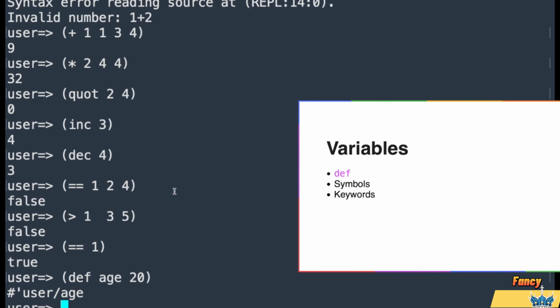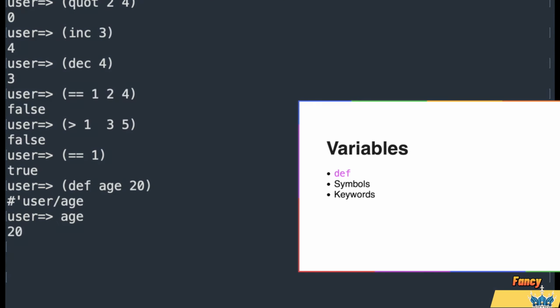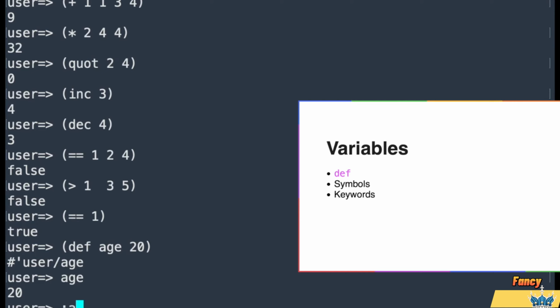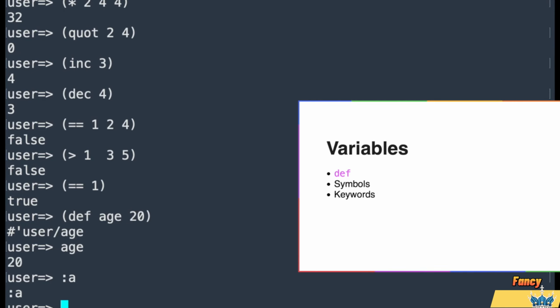The literal age is now a symbol. A symbol is a string that points to another value, like age points to the value 20. A concept similar to symbols is keywords. Where symbols point to another value, keywords point to themselves. Keywords can be defined using a colon prefix, and you can define namespace qualified keywords using double colons.